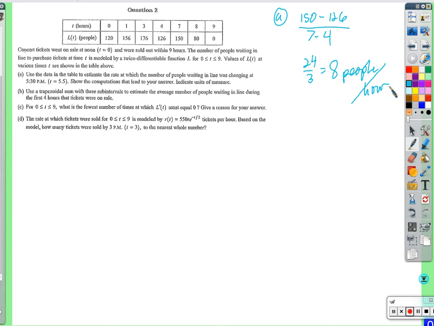Let's see, trapezoidal sum, 3 subintervals from 0 to 4, average number of people waiting in line. So I guess the only other thing that you need to deduce is, what do you do about that? The average number of people. What is finding the area under the curve going to tell you? It's going to give you the area under the curve, so it's almost like all the people in there.